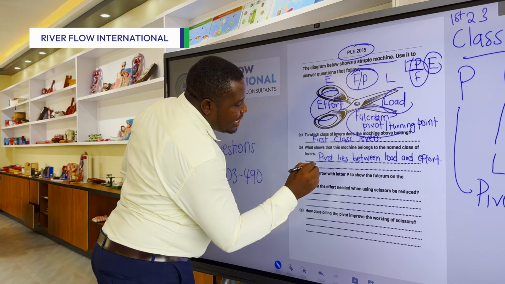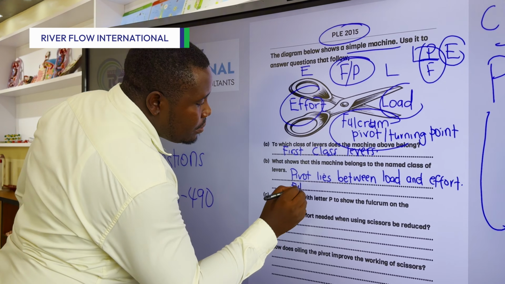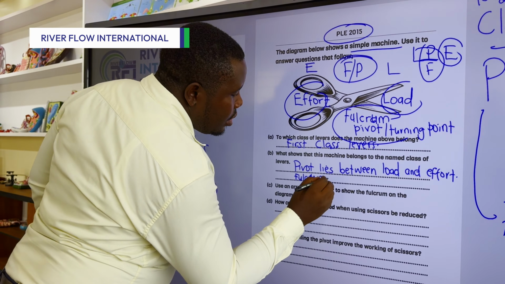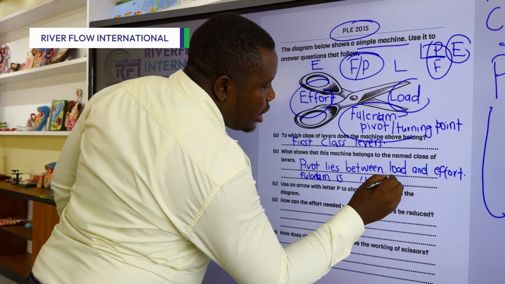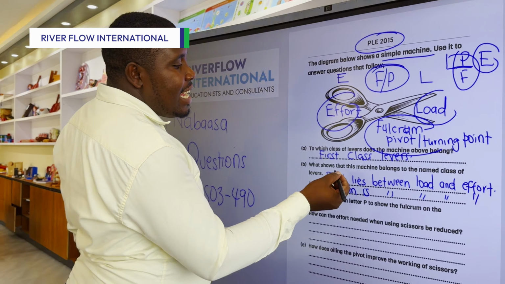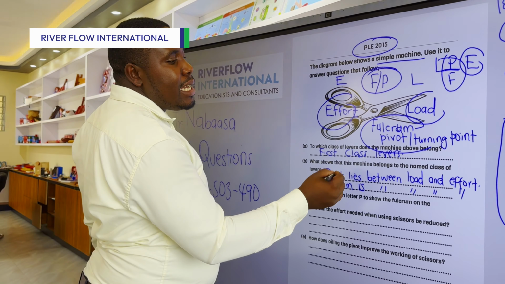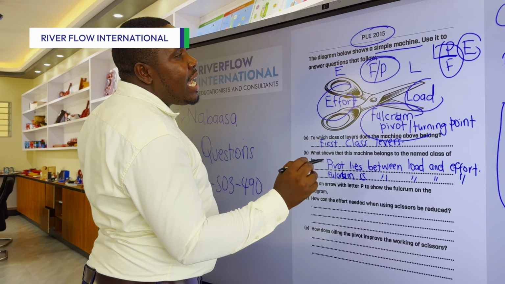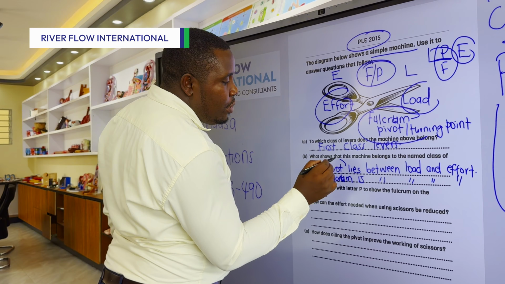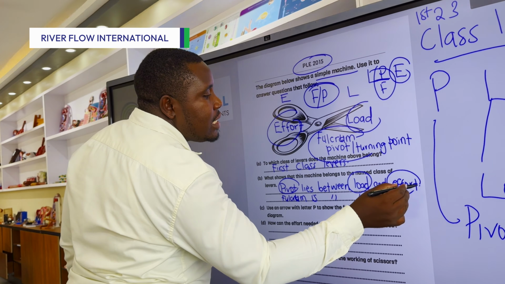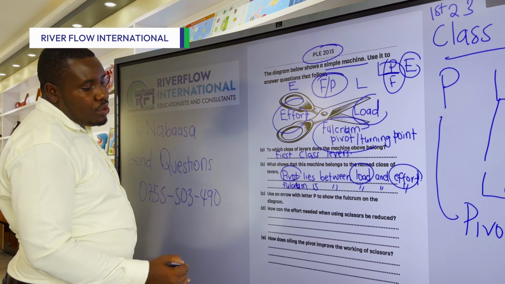Or someone can say fulcrum is between load and effort. Or someone can say a turning point lies between load and effort. You can use any word as long as you don't miss the key concept of pivot being in the middle of effort and load. That is what gives you the answer.